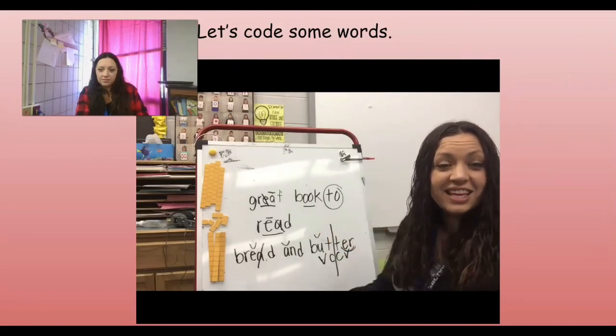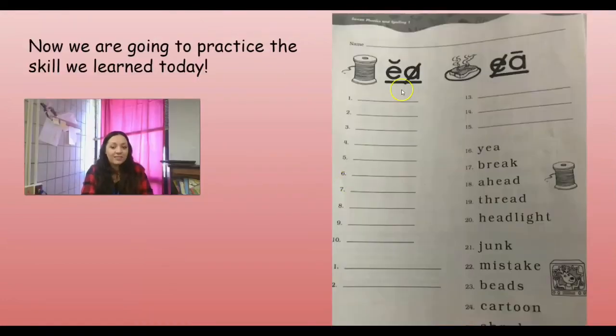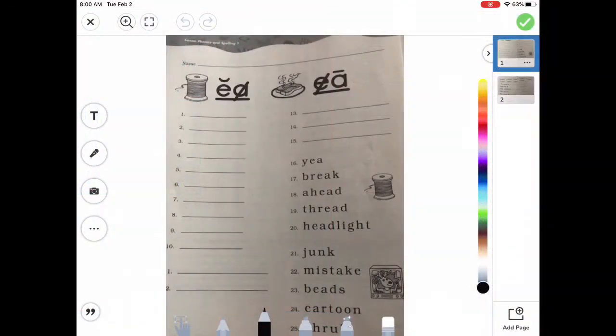All right, you guys did an awesome job. Now we're going to go ahead and pull our activity sheet out, and so we're going to practice that skill we learned today. All right, guys. So yesterday we were introduced to vowel digraph EA, and then today we learned that vowel digraph EA can actually make 2 other sounds. Yesterday we learned the long E sound, but we also learned it can make a short E like in "thread," or it can make a long A like in "steak."